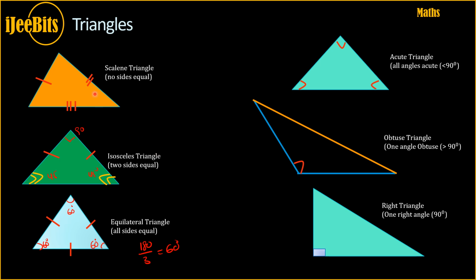Now you see, based on the sides, we have three types of triangles: a scalene triangle, isosceles triangle, and equilateral triangle. Based on the angles, we have an acute triangle, obtuse triangle, and the right angle triangle. These are the basic triangle concepts that we require when you're getting into a deep dive of trigonometry. But this is sufficient. We don't need to think beyond this for now.